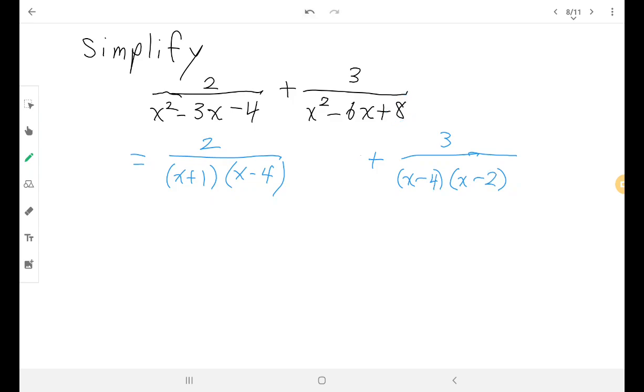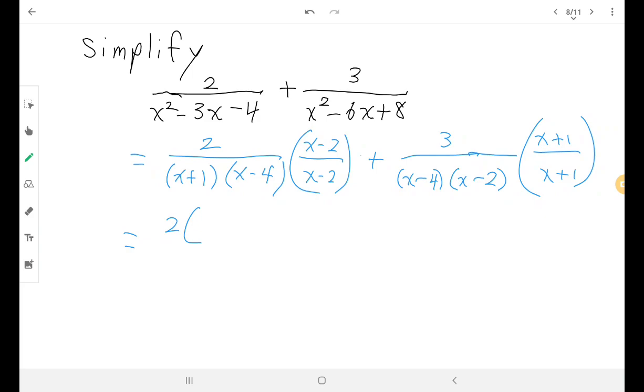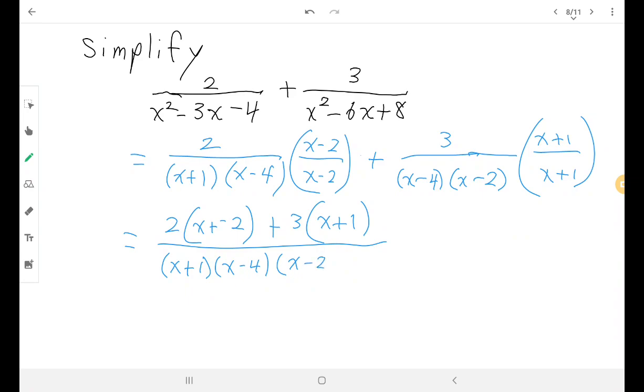and 2. And so they have the x minus 4 in common, but this one additionally is going to need the x minus 2. And this one additionally is going to need the x plus 1. So then now I have 2 times x minus 2, or x plus negative 2, plus 3 times x plus 1, all of that over that common denominator of x plus 1 times x minus 4 times x minus 2.